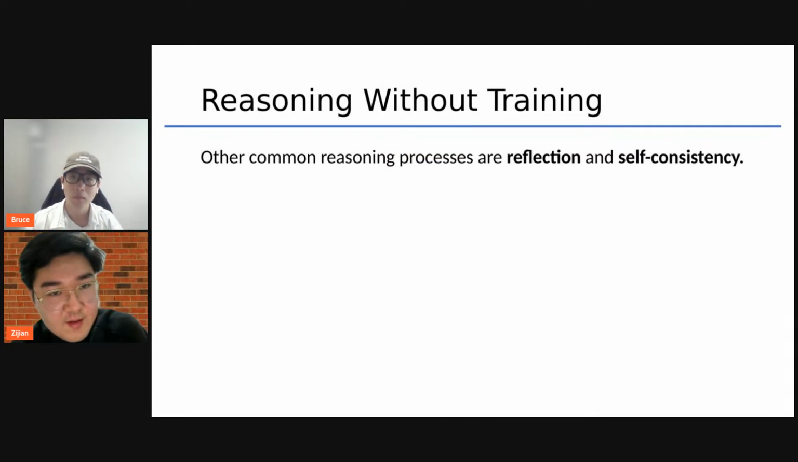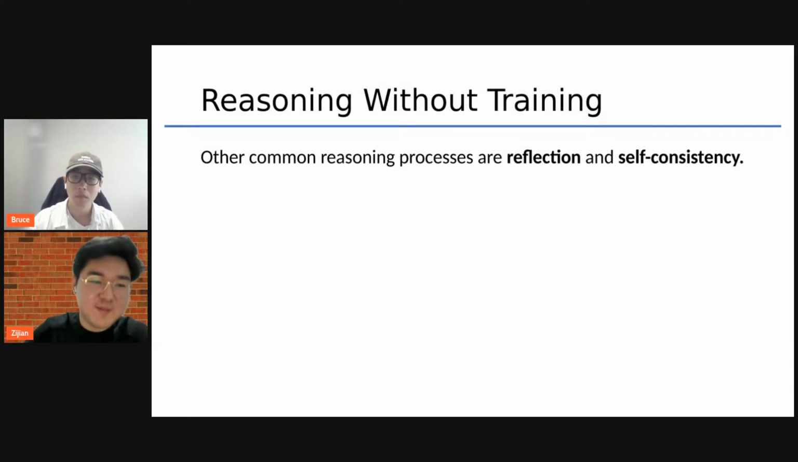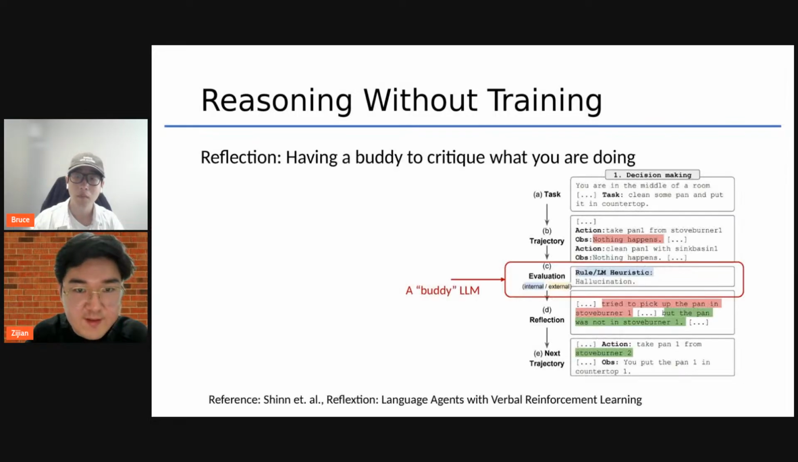There are some other common reasoning processes that people have characterized before, probably in psychology. They are called reflection and self-consistency. I'm sure you have had this kind of experience before, where you thought of something and then tried to reflect on whether that thought is reasonable or not, or you generate multiple paths of thought process and try to see whether they agree with each other before you make a very serious decision in the end. So we can make the LLM agent do these kinds of things as well.